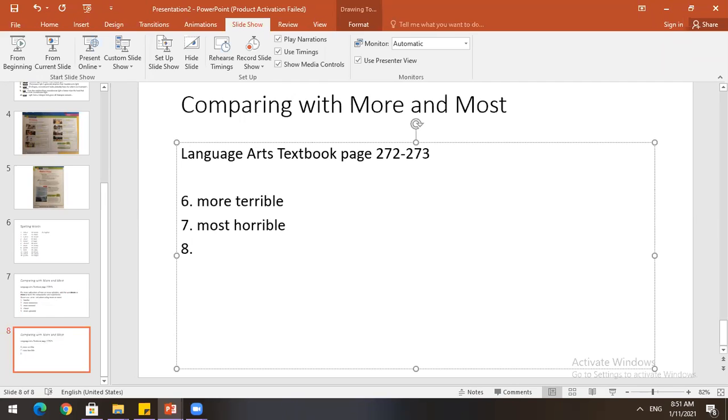Miss, can I answer number 8? Okay, answer number 8. Traffic signs are more difficult or most difficult to read in Wales, Great Britain, than in England. Traffic signs are more difficult. Very good. Thank you.